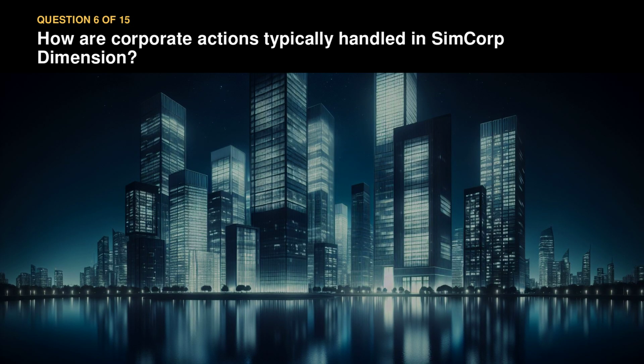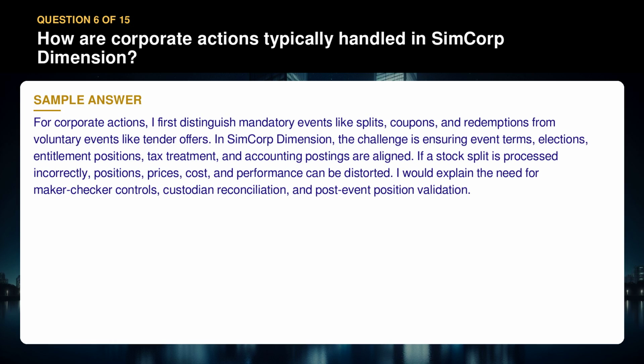Question 6. How are corporate actions typically handled in SimCorp Dimension? For corporate actions, I first distinguish mandatory events like splits, coupons, and redemptions from voluntary events like tender offers. In SimCorp Dimension, the challenge is ensuring event terms, elections, entitlement positions, tax treatment, and accounting postings are aligned. If a stock split is processed incorrectly, positions, prices, cost, and performance can be distorted.